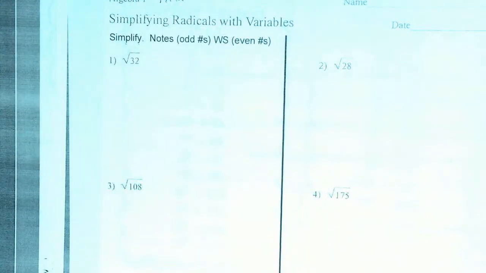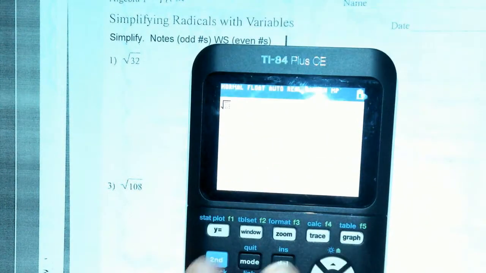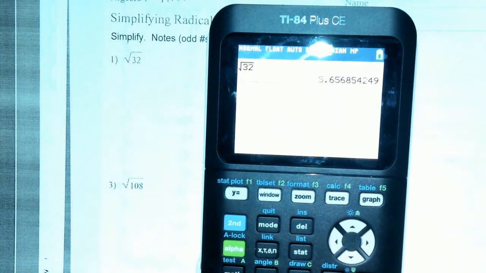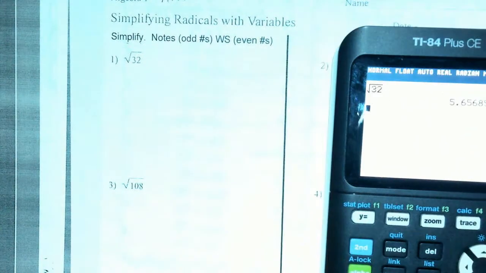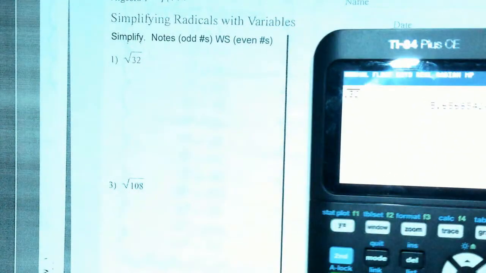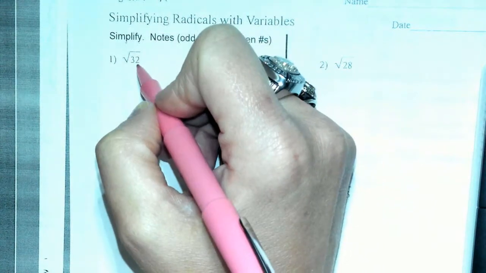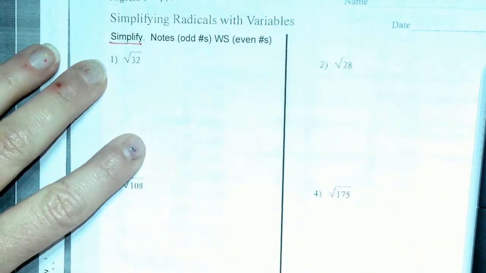So you could, theoretically, on the calculator, take the square root by pressing second and x squared of 32, and you would get 5.6568, blah, blah, blah. Okay? But that is not going to work here because in geometry, your teacher is not going to want you just to plug in a number into the calculator and get a big long decimal. They're going to want you to do what we call simplifying.